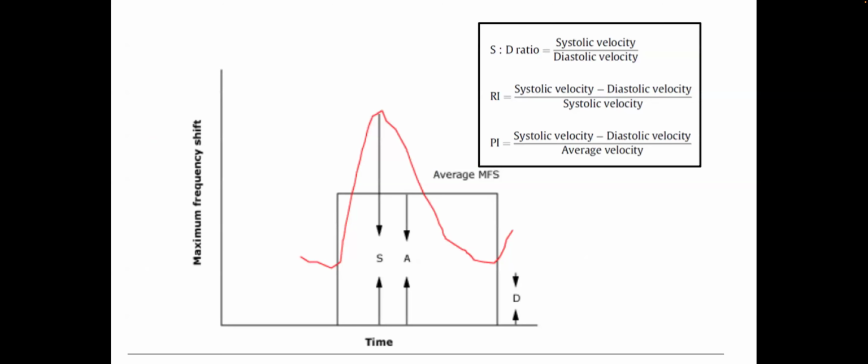While measuring, these ratios are based on your pulsatile flow. You can see that this is systolic and this is diastolic. If you look at the systolic velocity over diastolic velocity, that gives you the SD ratio. The RI is systolic minus diastolic by systolic, and PI is systolic minus diastolic by the average. So you can see what is S, what is A, and what is D.